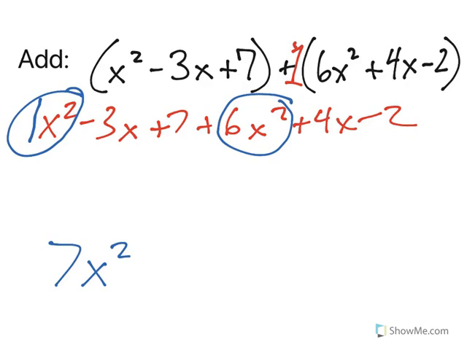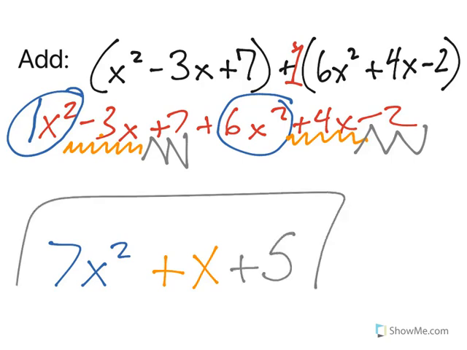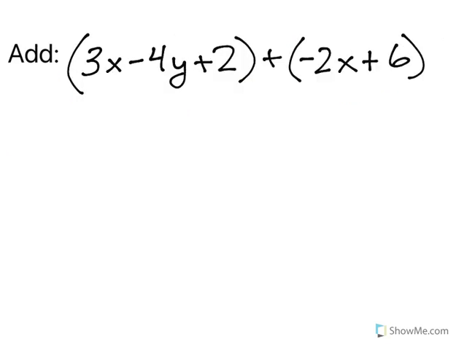Next term, I have a minus 3x. I also have a plus 4x. Minus 3 plus 4 gives me a plus 1x. Then I have a plus 7 and a minus 2. My constants go together. And 7 minus 2 is a positive 5. So that addition of those polynomials is 7x squared plus x plus 5.